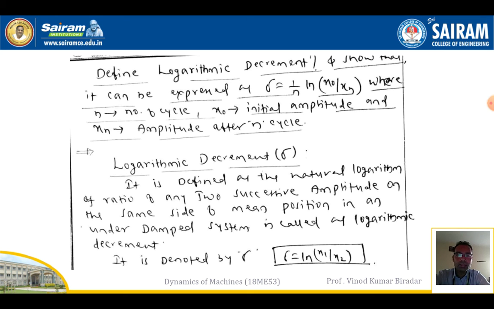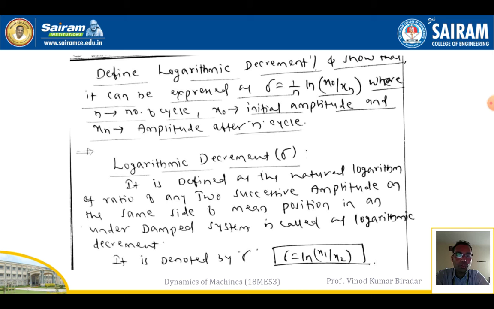So let me explain the definition of logarithmic decrement. Logarithmic decrement is denoted by delta, and it is defined as the natural logarithm of the ratio of any two successive amplitudes on the same side of the mean position in an underdamped system. Take any two successive amplitudes from the same side of the mean equilibrium position; that is called the logarithmic decrement, denoted by delta.